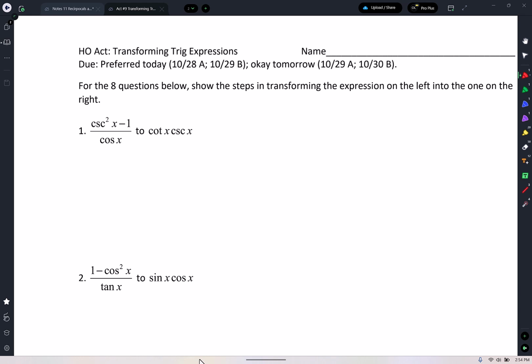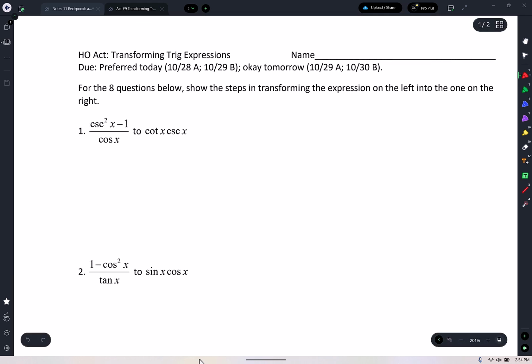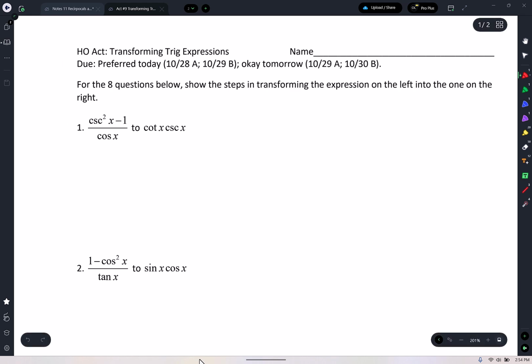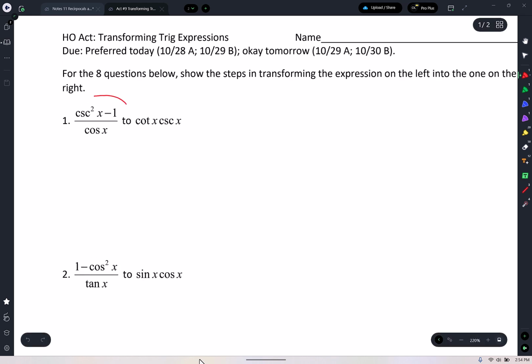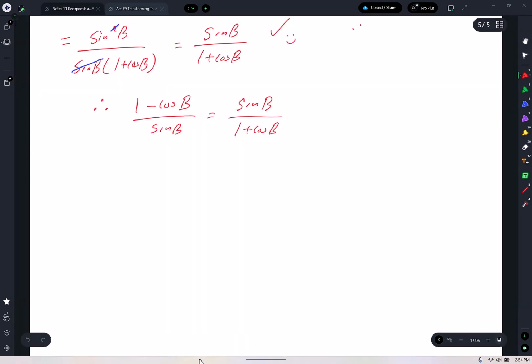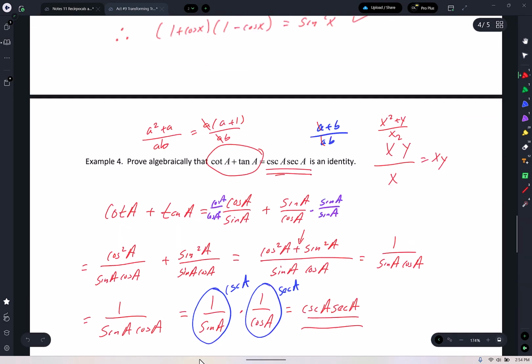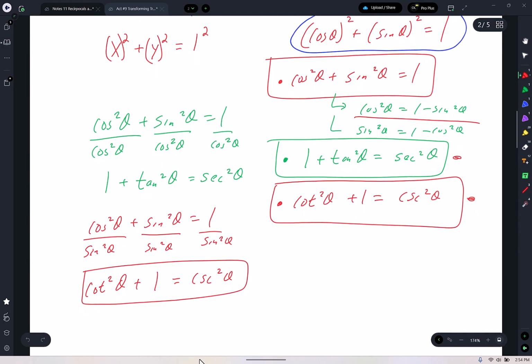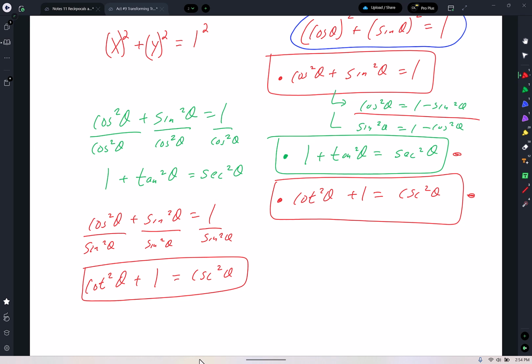You guys ready? I'm looking at it, and it says for the 8 questions below, show the steps in transforming the expression on the left into the one on the right. And I'm looking at this right here, and I'm like, man, where do I even get started? Look at the cosecant squared x minus 1. Go back to your identities and look for an identity that has cosecant squared x. And I see it. It is the third bullet. Do you guys see that?